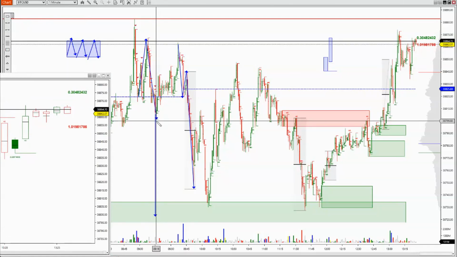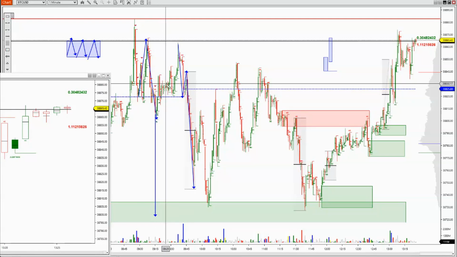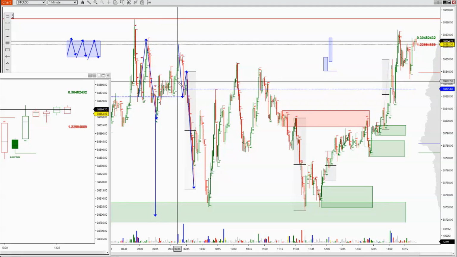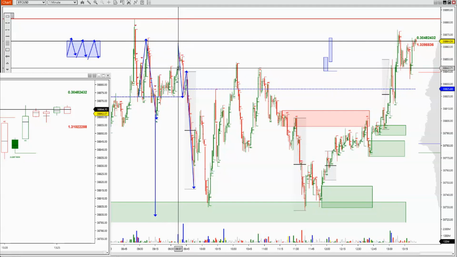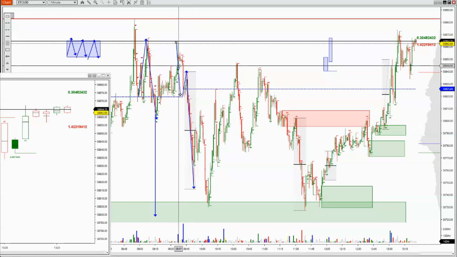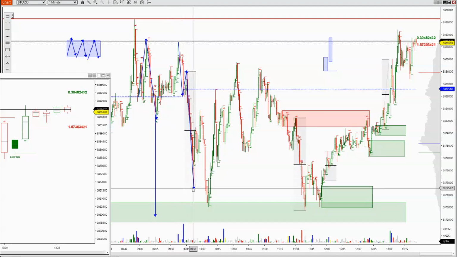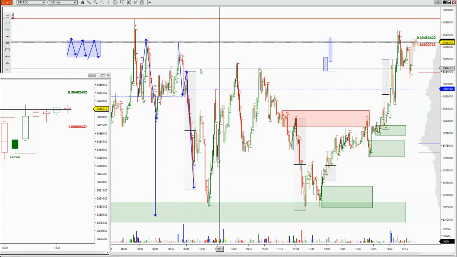Let's see. We had 1, 2, 3, 4, 5, and we only had 6. So we only had 6 higher. Let me just move this out of the way to be certain. We'll move this little blue line out. Yep, we only had 6, so that's not 7. So they should turn back around and go down, and they did. So why not just trade with the trend? That's all. That's my point. Why not trade with the trend?